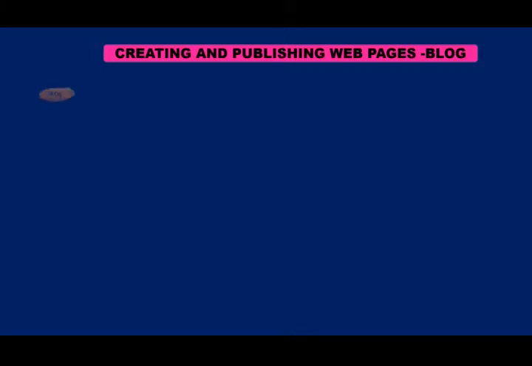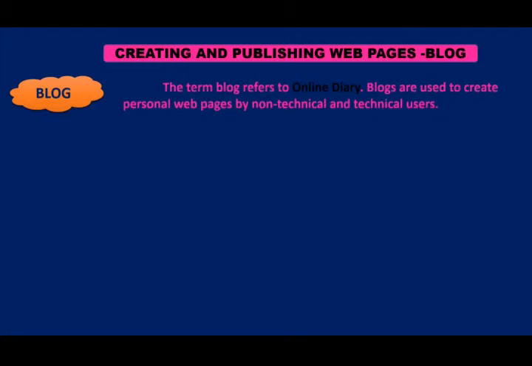What is meant by blog? Blog refers to the online diary. Blogs are used to create personal web pages by non-technical and technical users. Users can easily share comments, thoughts and convey messages about events, news, etc. The person who maintains a blog is called a blogger. Blogs may include photographs, videos and audio, etc.